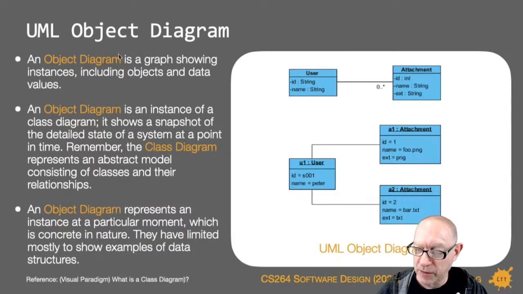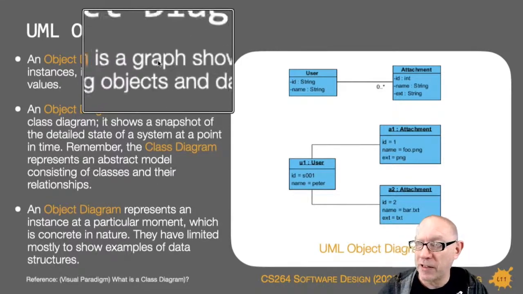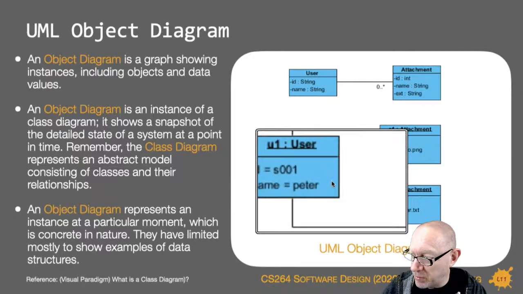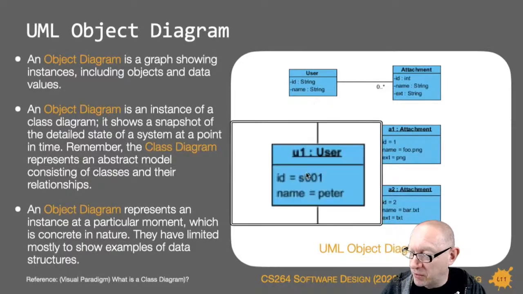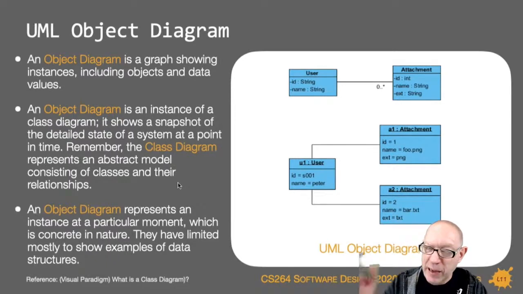It's an example from this. What is the class diagram actually as well? Document. So the object diagram really then is some kind of graph, and we use the word graph and diagram interchangeably. Okay, it shows the instances, including the objects and the values associated with the various class. So here's a class diagram, and here's the object diagram below it. Okay, so we see the instance of the user here. Okay, and we see the instance of the attachment. Okay, so really it just shows a snapshot of the detailed state of the system at any point in time.